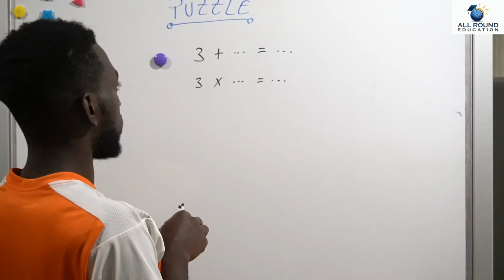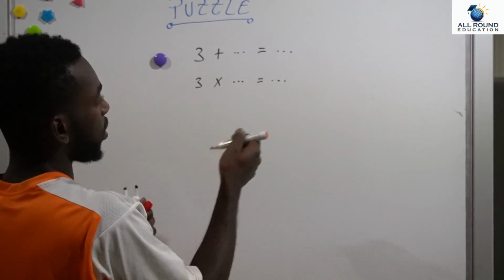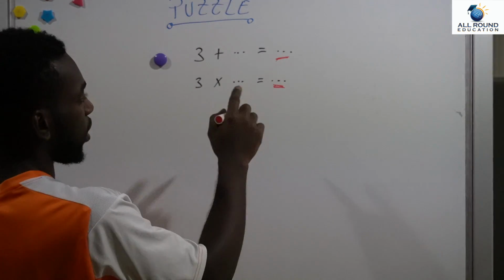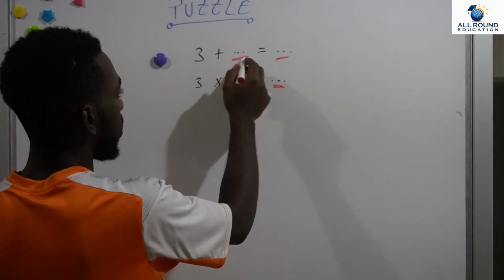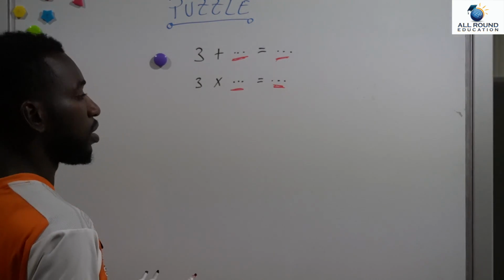Now, the idea is there are conditions to this question. The condition is basically this: this number here and this number here must be the same, and this number here and this one here have to be the same. So how do we write this mathematically?